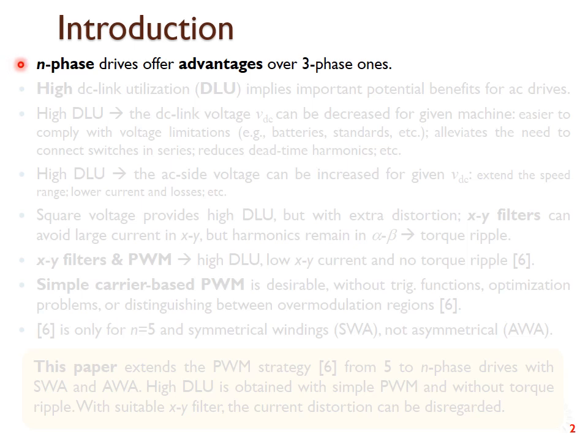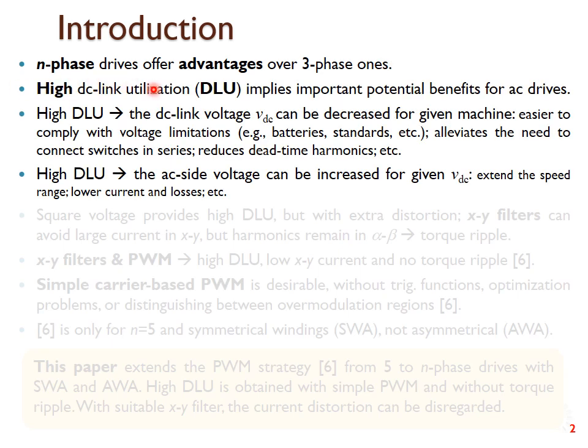Multi-phase machines present numerous benefits in comparison with three-phase ones, including inherent fault tolerance and reduced current rating for given total power. High DC link utilization is very attractive for AC drives because it provides several potential benefits. On the one hand, the high DC link utilization permits reducing the DC link voltage for a given machine, and this in turn makes it easier to comply with voltage limitations imposed, for example, by standards or by other equipment of the system, such as batteries.